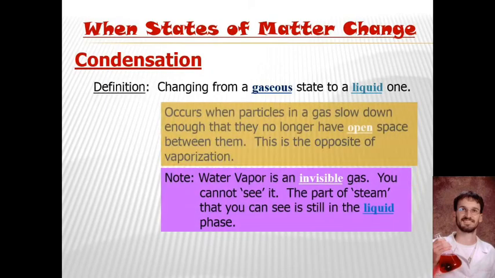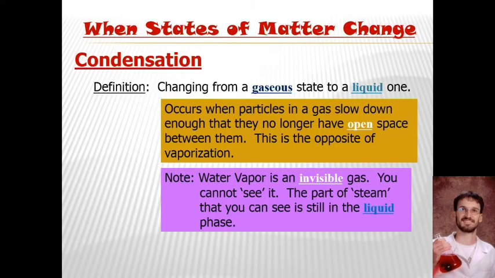Condensation is the opposite of vaporization. That's when the gas turns into the liquid. And that happens whenever the particles of the gas slow down, that open space that they have between the particles collapses, and now the particles are touching, and then it goes from a gas to a liquid.